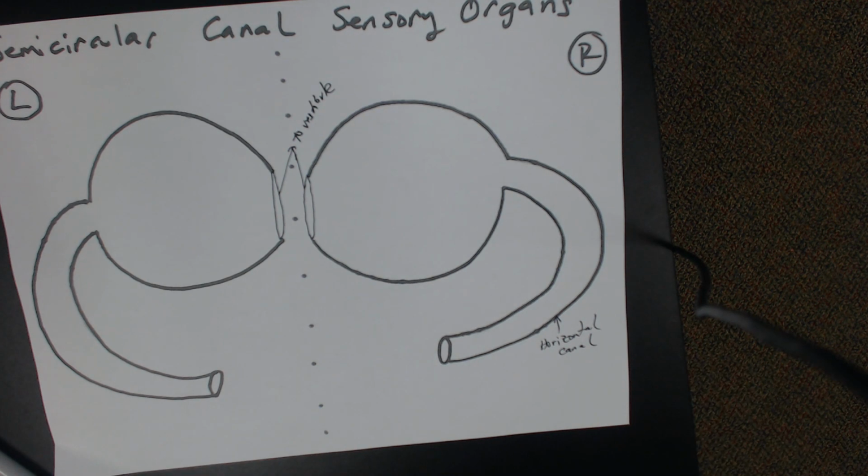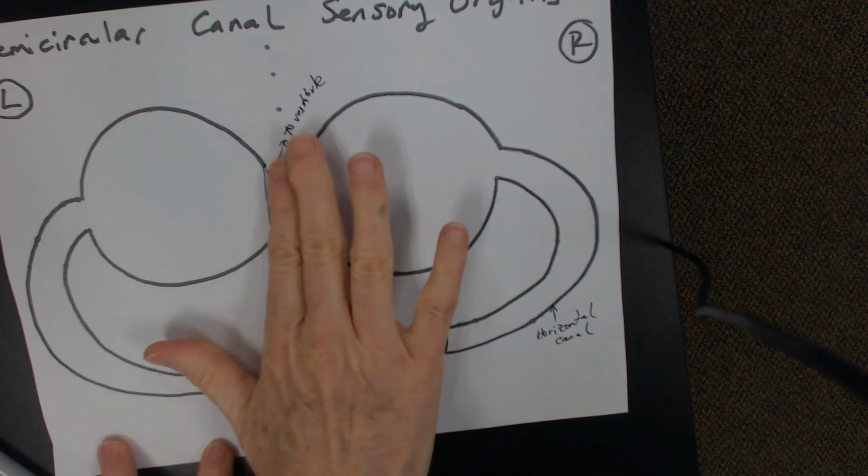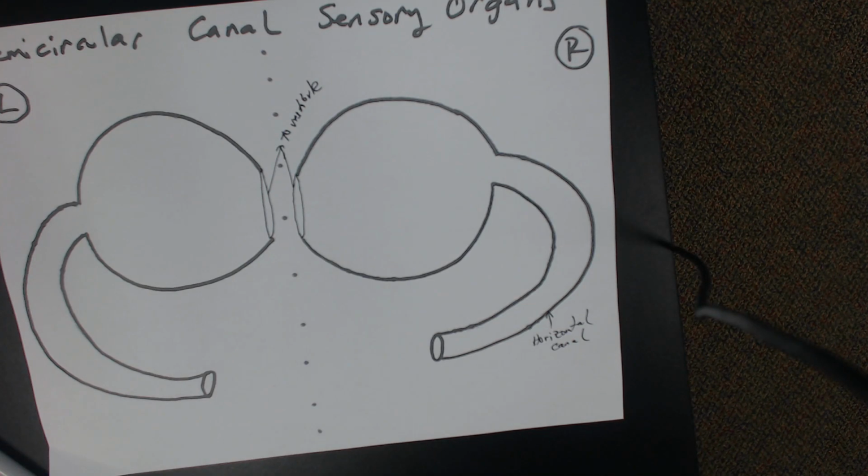Remember the horizontal canal, that ampulla is attached to the vestibule. The vestibule would be positioned right here on the right side and right here on the left side. Does everybody see where I am? Got it? Okay.